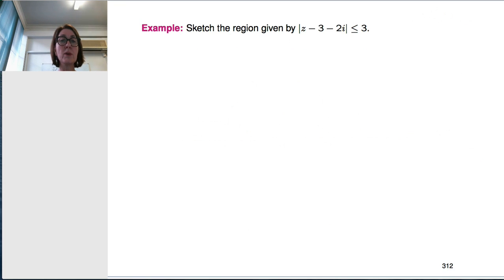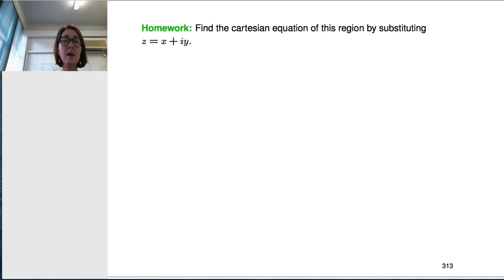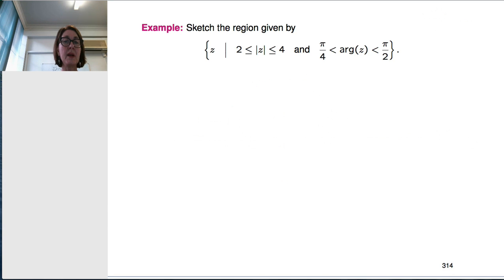So here's one that looks similar to the one that we've already done. Have a shot at that. It shouldn't be too hard for you to do. Notice that we don't have an equals sign here anymore. We've got an inequality. And then find the Cartesian equation of that.